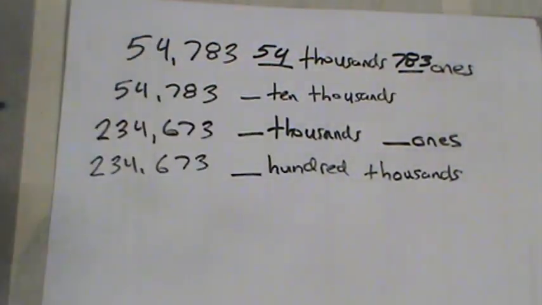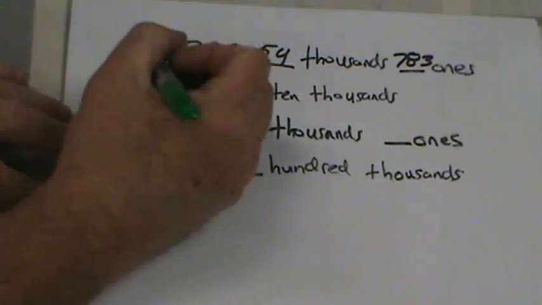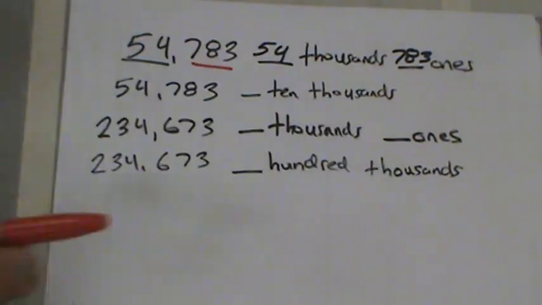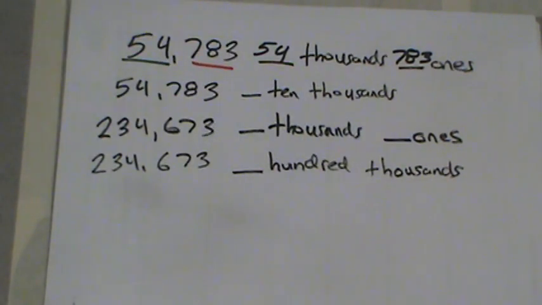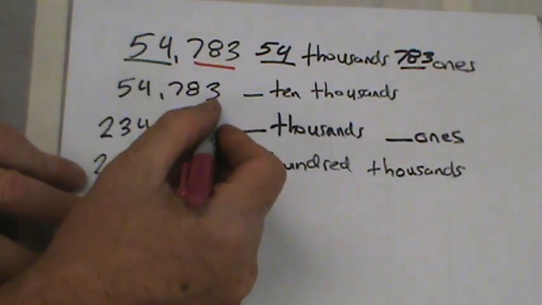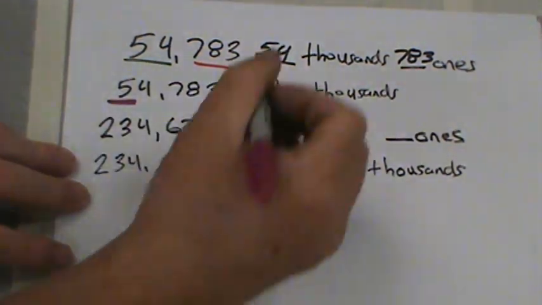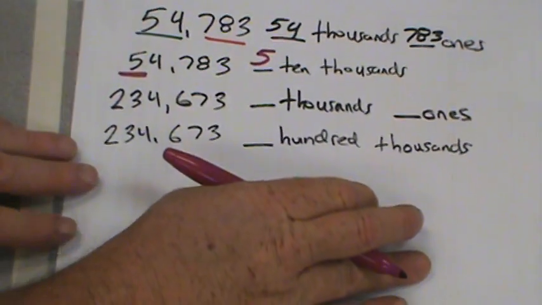Just so we show this a little differently, there's the thousands and there's the ones. Once again, we're looking at 10,000s. They want to know how many 10,000s are in this number, 54,783. Well, let's look at our place value columns. There's ones, tens, hundreds, thousands, 10,000s. So there must be 5 10,000s there.